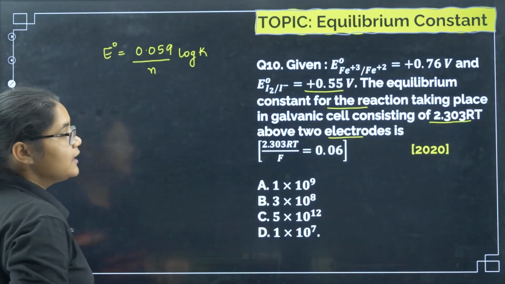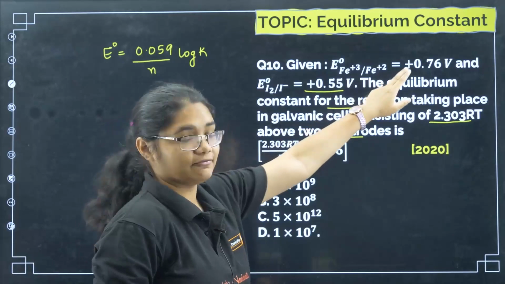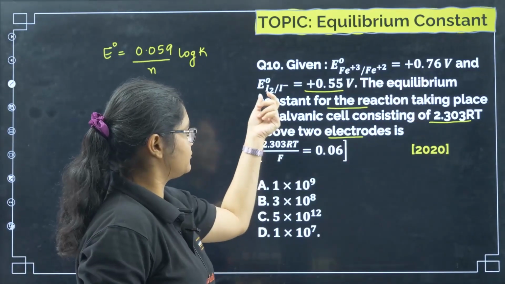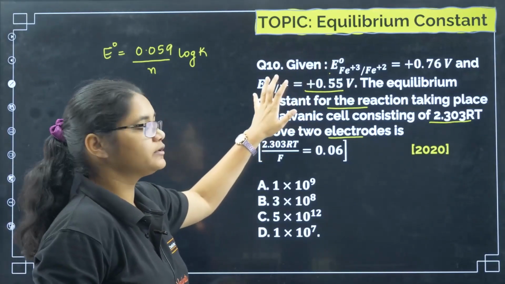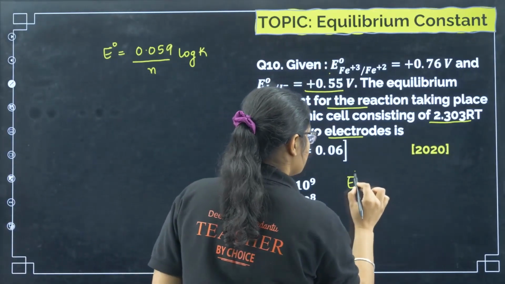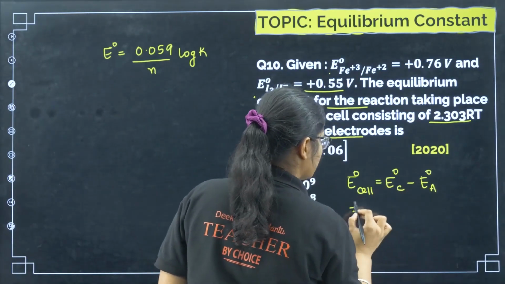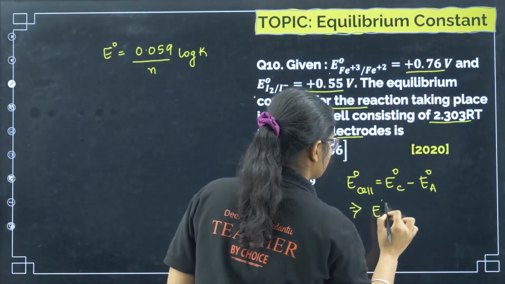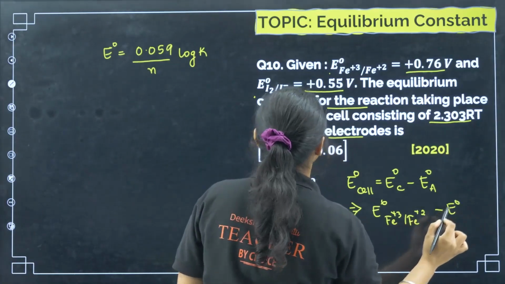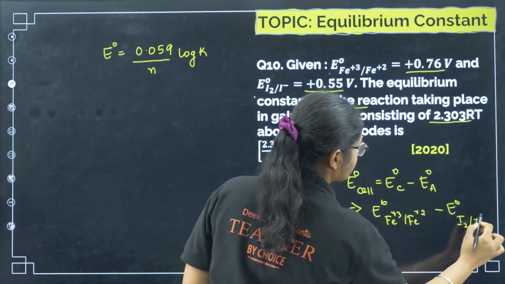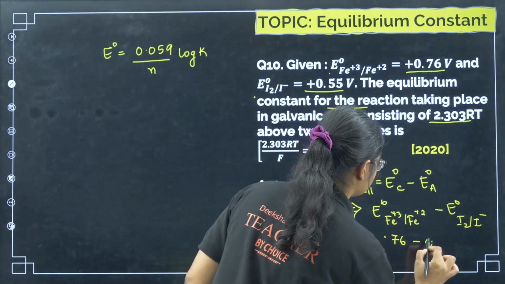For the given Fe3 plus, the reduction potential of Fe is 0.76 and the reduction potential of I2 is 0.55. So definitely this one has the higher reduction potential, so this will be the cathode and this will be the anode. E naught of the cell will be E naught of cathode minus E naught of anode. The cathode is the one with higher reduction potential, so E naught of Fe plus 3 to Fe plus 2 minus E naught of I2 to I minus. So I have 0.76 minus 0.55.